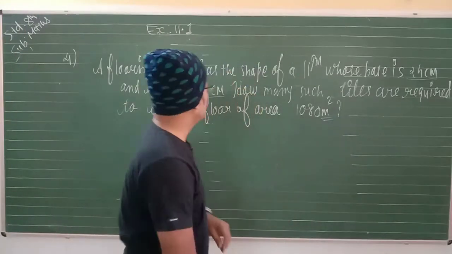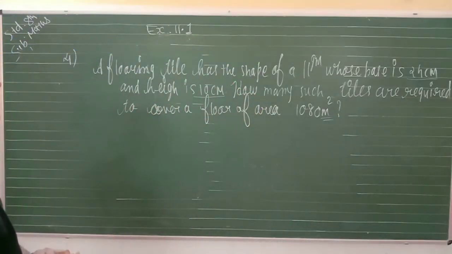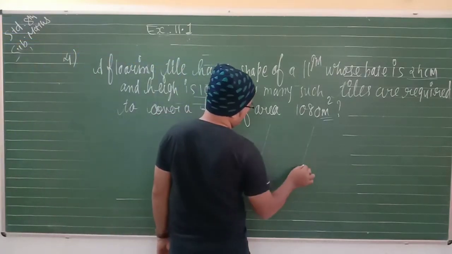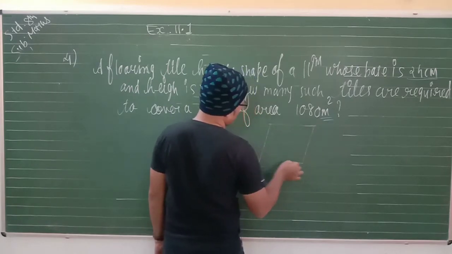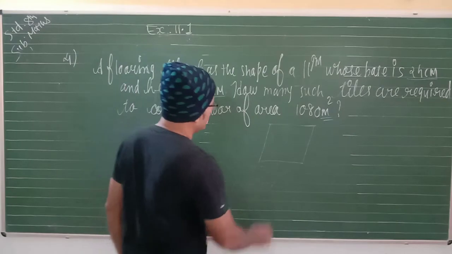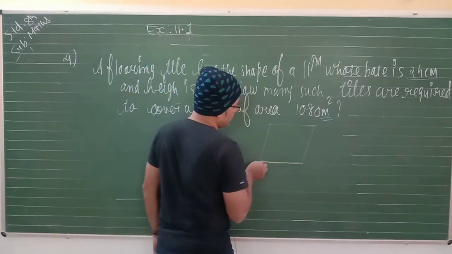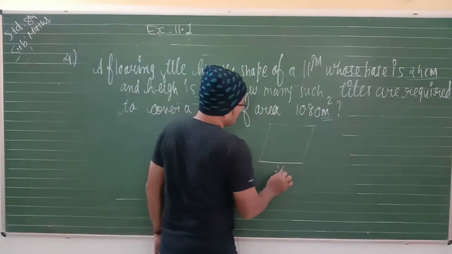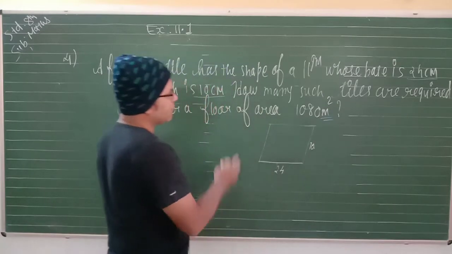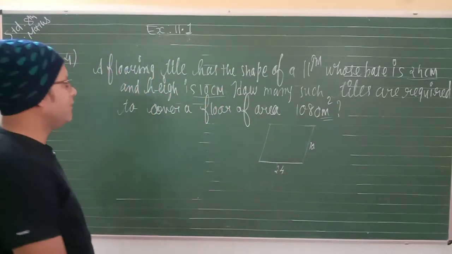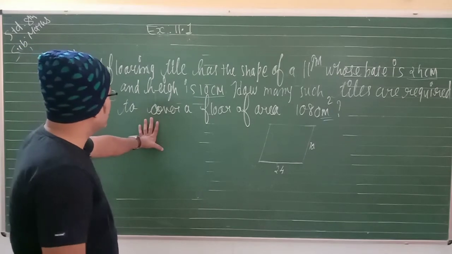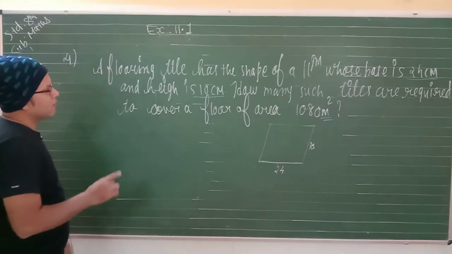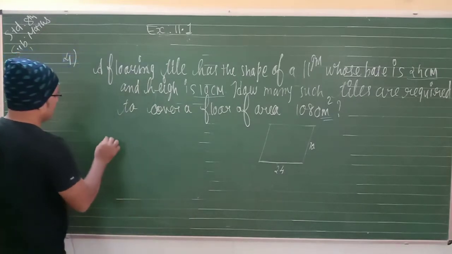And now sum number 4. A flooring tile has the shape of a parallelogram. Now look at the board. Suppose this is the tile, in the shape of a parallelogram. Base is 24, height is 10 centimeter. You are told to find how many such tiles are required to cover a floor of area 1080 meters square. So you have to convert your base and height into meter.